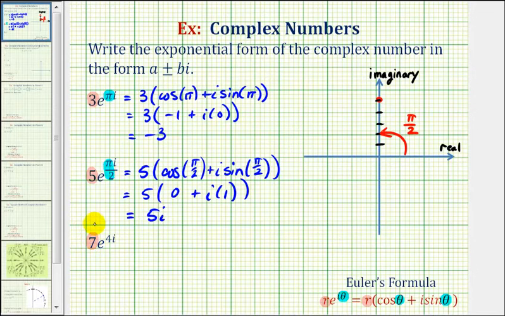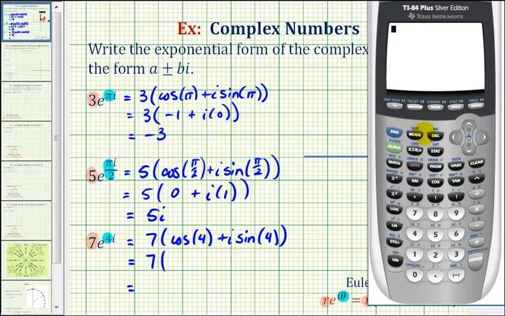Again, r is equal to 7, and theta is equal to 4. So we'll have 7 times cosine 4 radians plus i sine 4 radians. We're not going to be able to find these trig function values on the unit circle or using reference triangles, so we'll have to get a decimal approximation using the calculator. We want to make sure that we are in radian mode, so I'll press the mode key. Notice we are in radian mode, so we'll go back to the home screen.